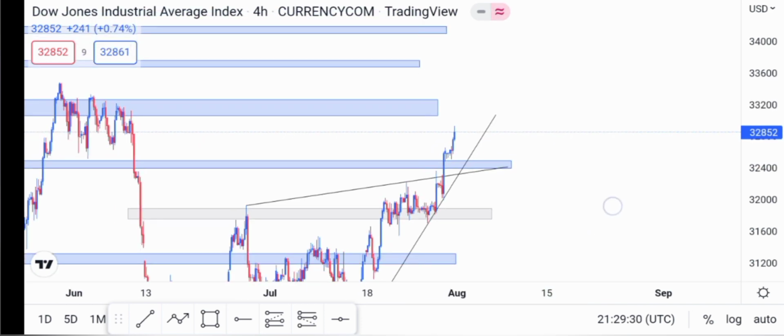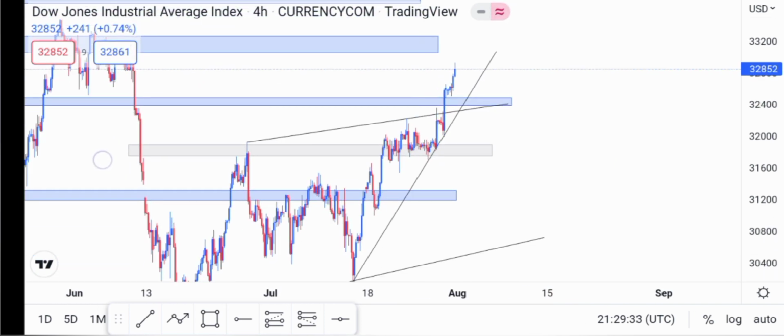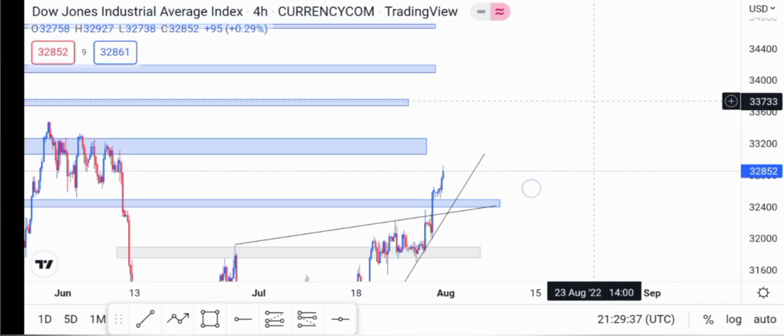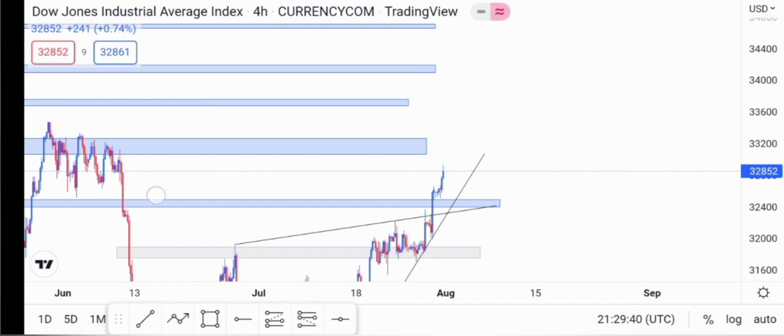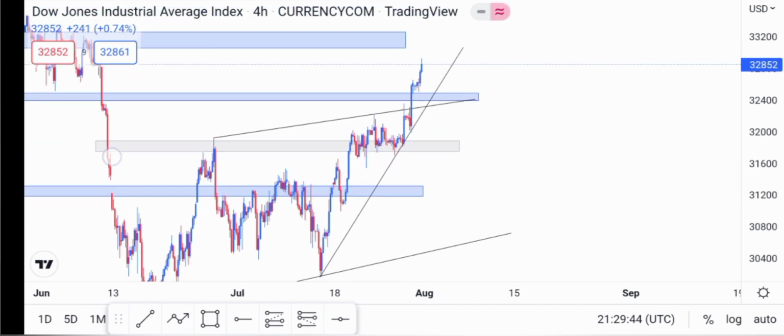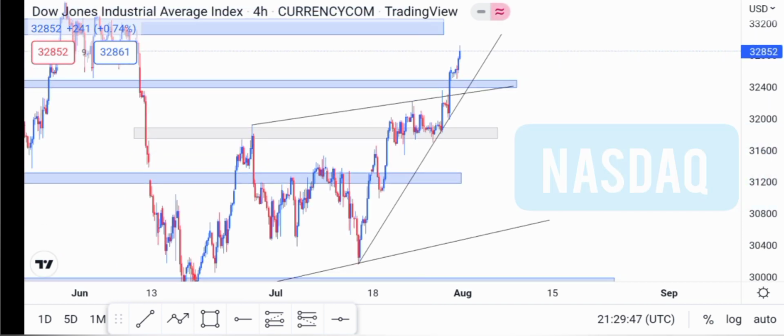This is just for you guys to see what's really happening with US30 before we get a huge signal from it. But I can see a lot of buy movements happening on US30. So that'll be all for US30. Let us move to NAS100.